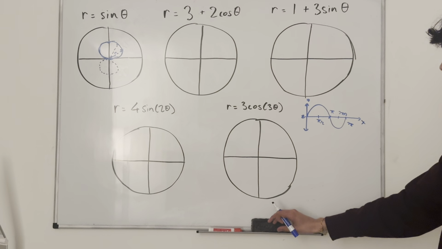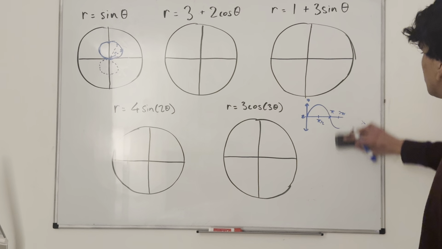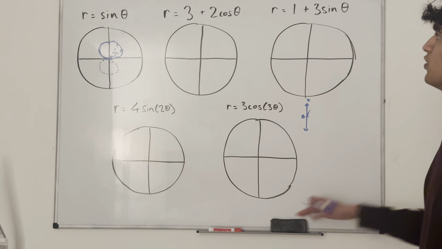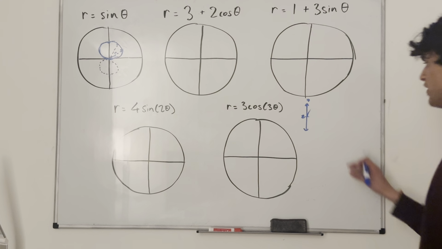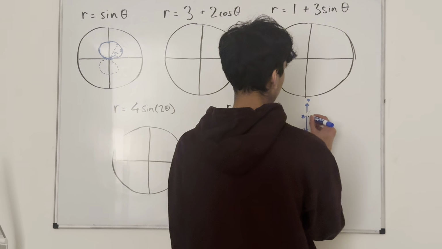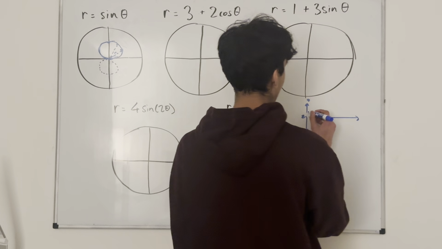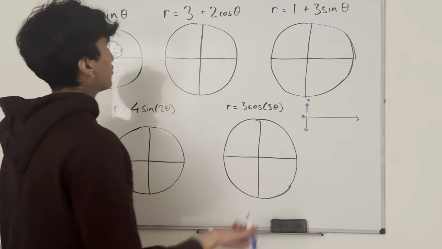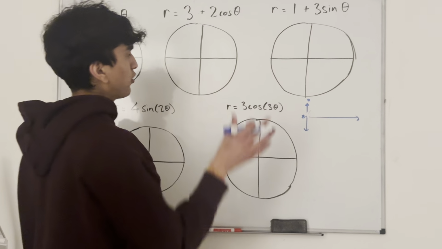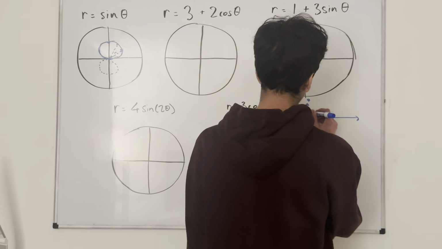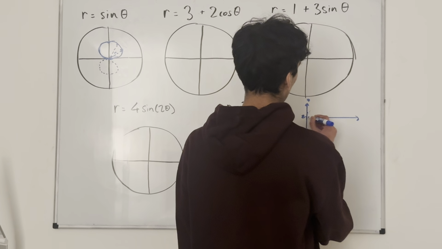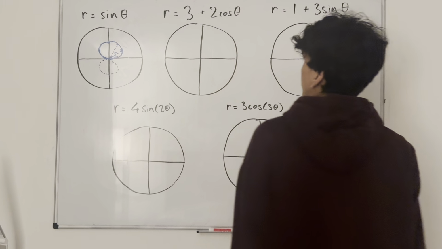Let's look at a different example: r equals 3 plus 2 cosine theta. You can graph that out. I'll talk about things you can memorize in a second, but I want you to gain an understanding.